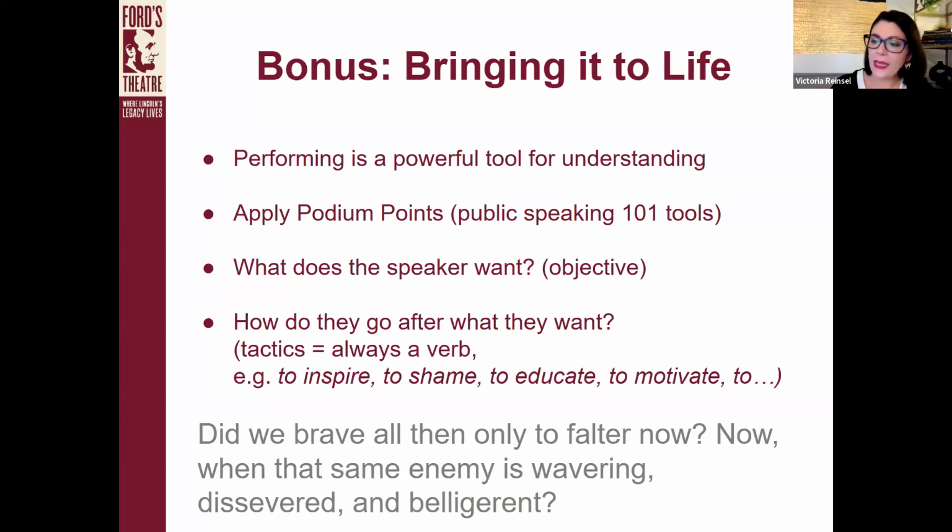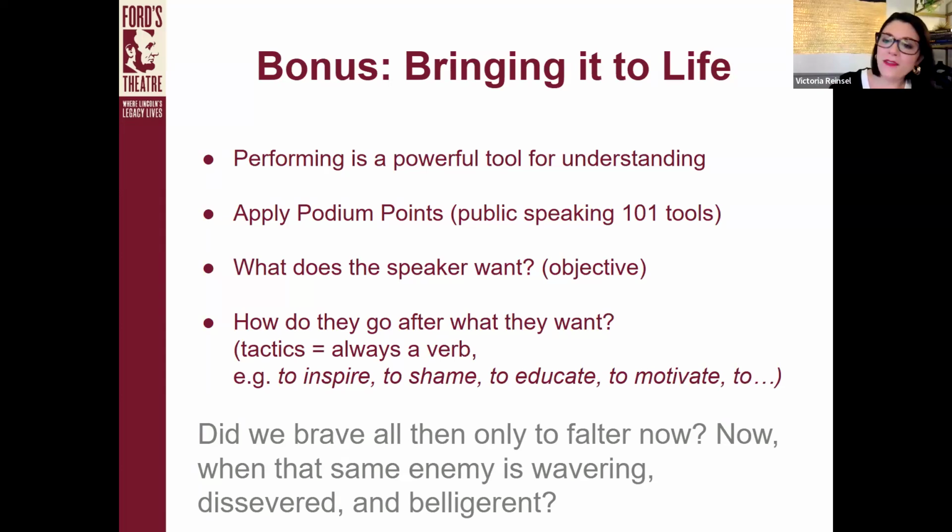So when Lincoln says, "Did we brave all then, only to falter now?" What's a tactic he can be doing to them? Give me a verb. What is he trying to do to the audience? To challenge them. Ooh, to motivate them.